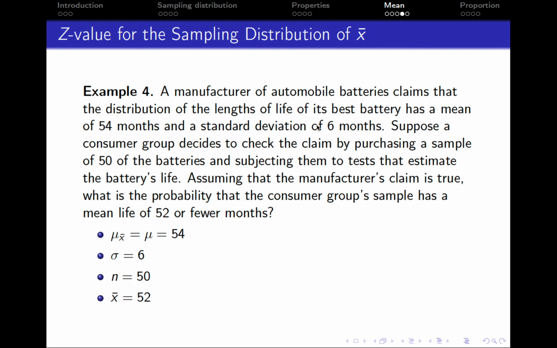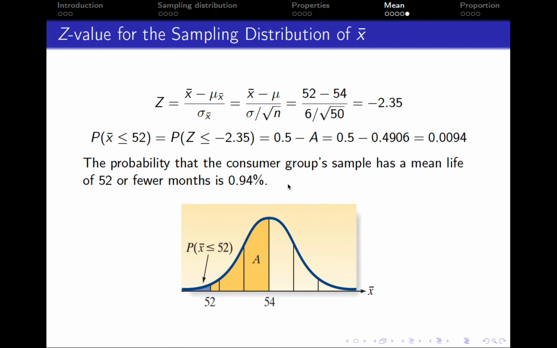And then some consumer decides to check if a manufacturer is lying or not, and he or she purchases 50 batteries. So the sample size is 50. And we would like to know whether the consumer group sample of those 50 batteries has a mean life of 52 or fewer months. So we assume that the sample mean is 52 months.